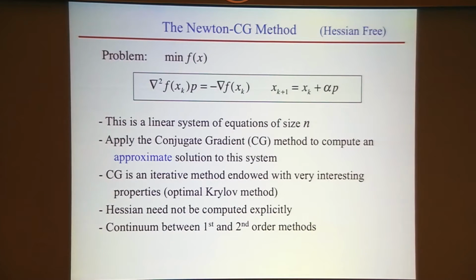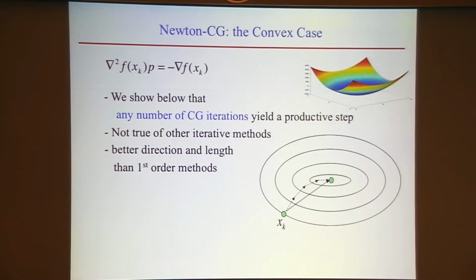Okay, by applying an iterative method to solve the Newton equations, we're going to obtain algorithms that can truly be regarded to be somewhere in between first-order methods and second-order methods. And so the reason why I start these lectures with the Newton CG method is that one particular case of it is just steepest descent. And another particular case is the classical Newton method. And in between, we find tools that are going to be very useful in practice.